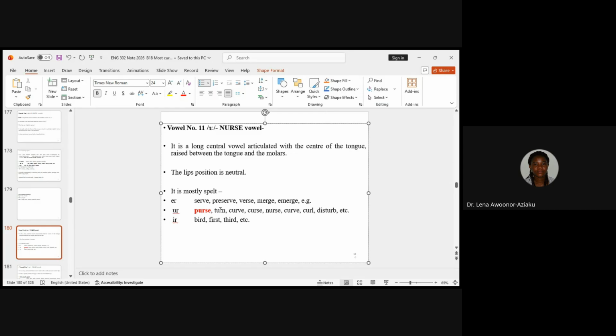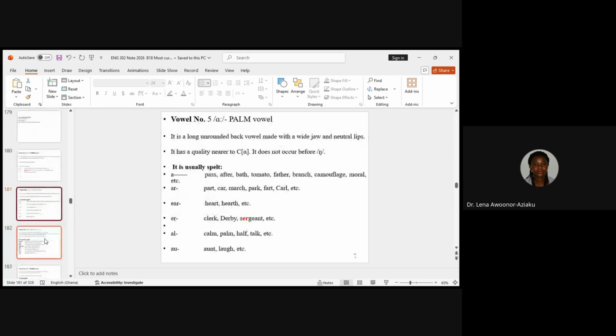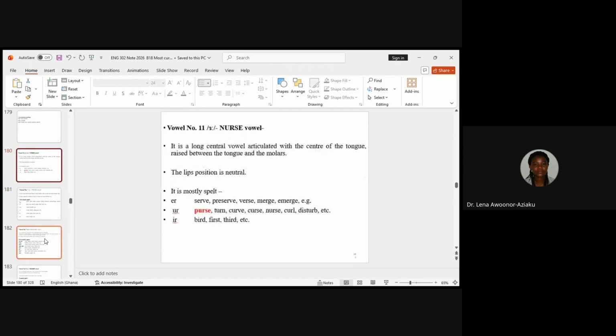A ticket. So it's a purse, turn, curve, curves, nurse. Then we have curl. I think I have a lot of examples. I don't know why these ones, I don't have them on the slides here. Then we have AR, IR spelling like bird, first, third. Let me see whether I have. Oh, this is not the slide for this. I'll look for the one that has more examples.